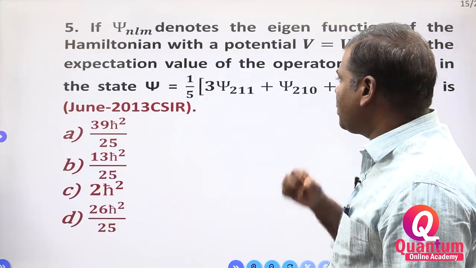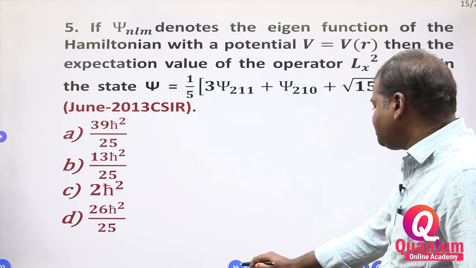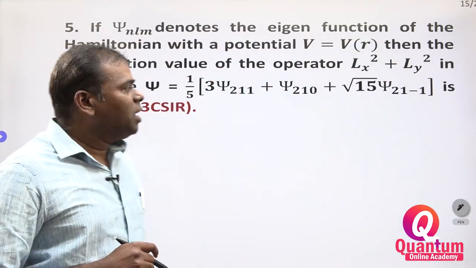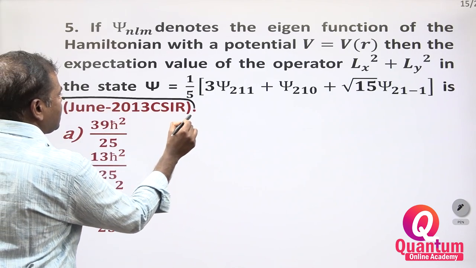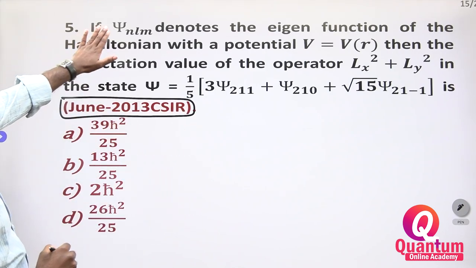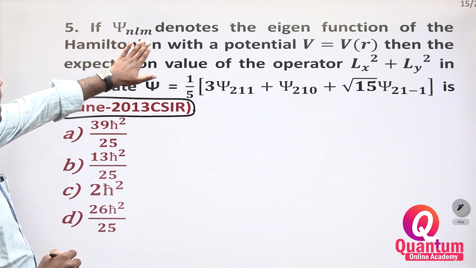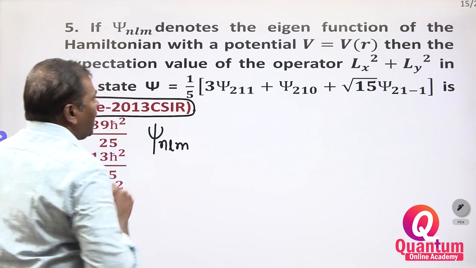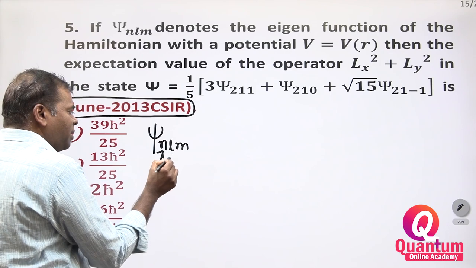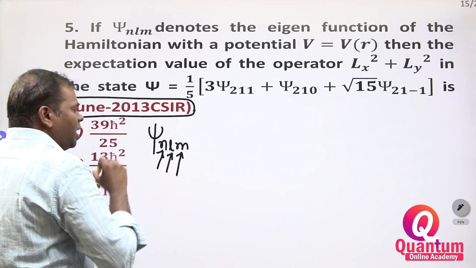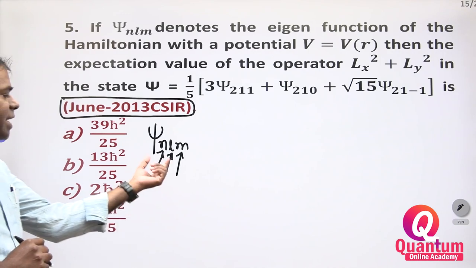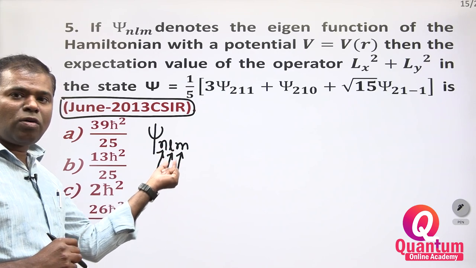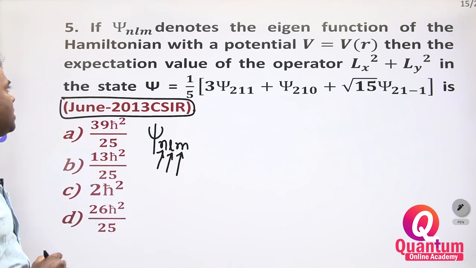Now, the fifth part. What is the fifth part? Angular momentum. From angular momentum, I took this question, asked in June 2013 CSIR NET. First, you have to see: psi n l m, psi is a wave function, represented under n l m. n is the principal quantum number, l is the azimuthal quantum number, m is the magnetic quantum number, right? Three quantum numbers we are taking here.